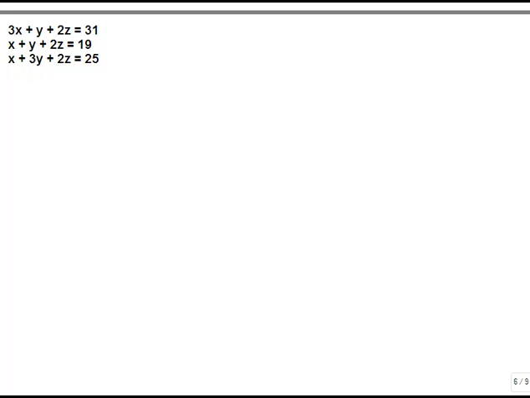So to help us save some time with writing, let's notice that this middle equation has a coefficient of 1 for x. So I'm going to go ahead and put that at the top. So 1, 1, 2, 19. Let's go ahead and put row 3 in the middle. So 1, 3, 2, 25. And the top row, 3, 1, 2, 31.